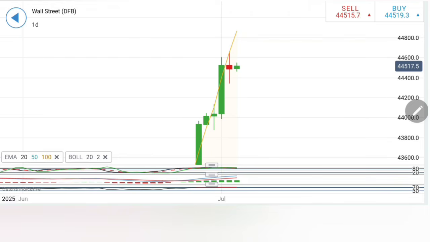On the downside, take a sell at 44,450 levels. Expect 44,400, 350 and 300. Below 44,300, 44,200 is a must and 44,000 is a must. Take your trades, take your positions accordingly.